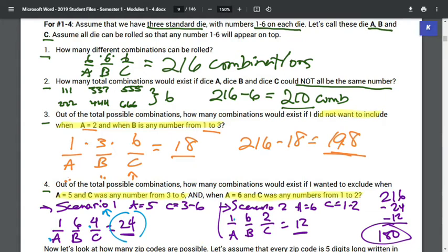Scenario 2, again, there's one number that I don't want A to be. There's 2 numbers I don't want C to be, that being 1 and 2. And then B, it doesn't matter what we roll, we're going to get 6 for that. So if that's the case, we multiply across, there's 12 of those that we don't want. After we do that, we take each of these 2 numbers, and as you see here, I subtracted those from my total amount. So my answer is 180 combinations there.